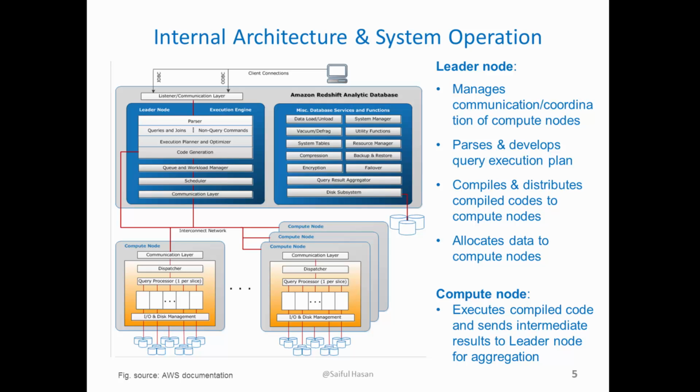The internal architecture and system operation show that the leader node manages the communication of the external SQL client with the compute nodes. It manages the communication and coordination of the compute nodes. It will parse and develop the query execution plan, compile and distribute the compiled code to the compute nodes. It allocates the data to the compute nodes. And the compute nodes in turn receive and execute the compiled code and send the intermediate results to the leader node for aggregation.